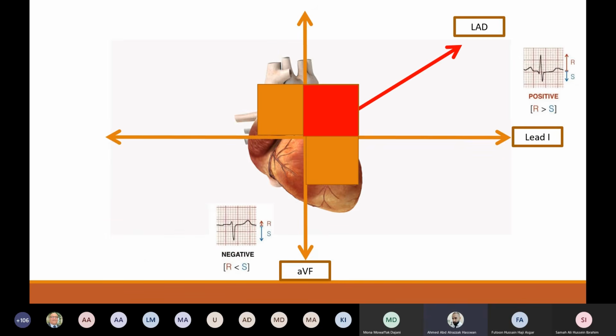Okay, now the last one is if lead 1 is positive, again, so this is the area of the axis. If lead AVF is negative, then the vector is the opposite of lead AVF, and this would be the axis of the heart, and this is a left axis deviation, and again it indicates left ventricular hypertrophy. We can find it in patients with severe hypertension or prolonged hypertension, and patients with aortic stenosis.